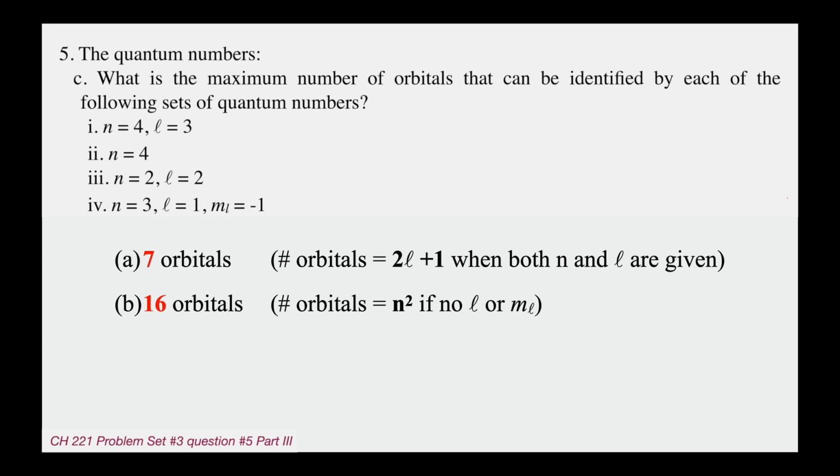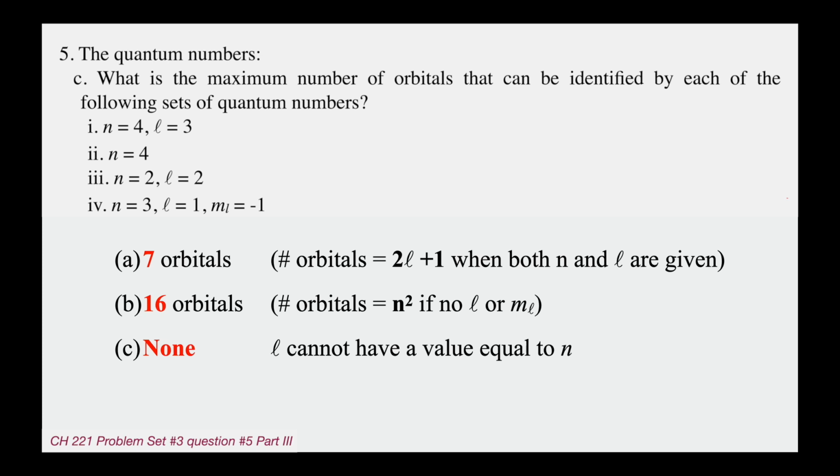C, n equals 2 is a legit number, so no problem. But L equals 2. Now, if you remember, L can be no bigger than n minus 1. So if n is 2, the maximum L is going to be 1. So n equals 2, L equals 2 is not an allowed combination. And there are no orbitals that can handle n equals 2, L equals 2. That's a bad combination of quantum numbers. So you would say no orbitals would work for that one.